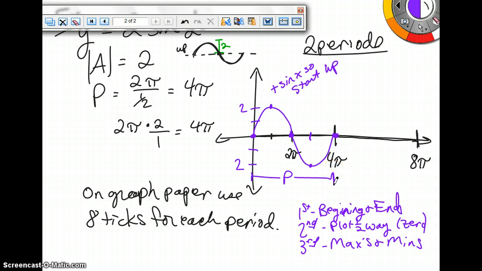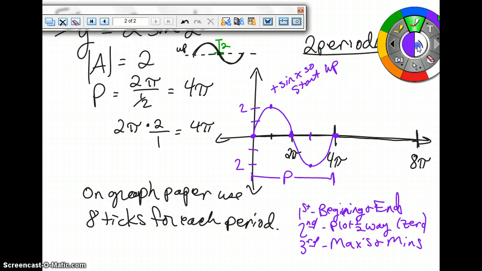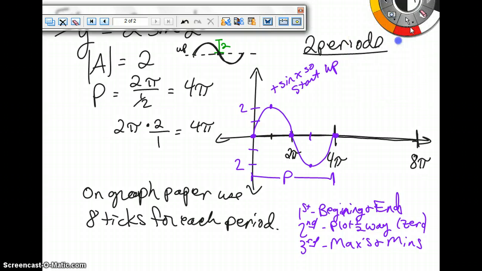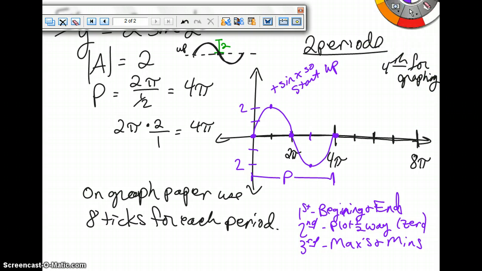All right. Now we need a second period, so we're going to do exactly the same thing. For the second period, I'll change colors real quick. Let's get those tick marks. So halfway between 4 pi and 8 pi, I need a halfway mark, and then I need half of each of those spaces. So basically you're dividing every period into fourths so that you can place these critical points. Okay, fourths for graphing. Okay, so let me go back and get my blue.